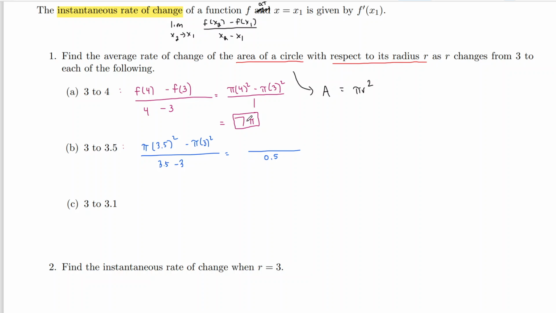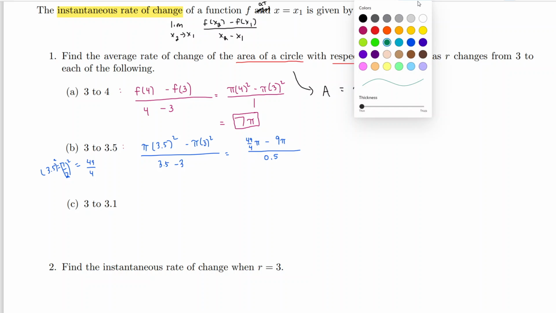And on the top, probably don't know 3.5 squared off the top of our heads. What you could do is use a calculator, get a decimal approximation. You could also write 3.5 as 7 over 2, because it is. And then when you square that, square the 7 over 2, 7 squared is 49 over 2 squared, which is 4. So this is the same thing as 49 over 4. Then we multiply by our pi. Minus, well, 3 squared is just 9 again, so this is minus 9 pi.